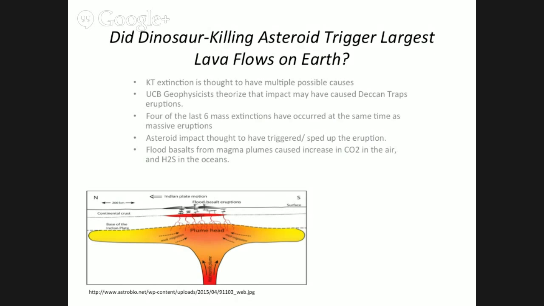And more evidence for the asteroid having sped up the volcanic eruption: they actually have the layered sediments from the continuous flood basalt eruptions. The pre-asteroid impact layers and the post-asteroid impact layers are chemically different. So there's that as well. And that's about all I got.